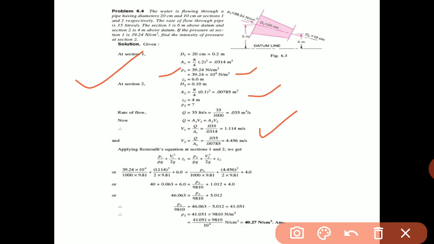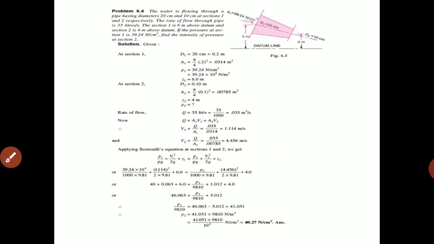Then we are going to apply the Bernoulli's equation at section 1 and 2. So this is the statement for the Bernoulli's equation. Then we'll put in the particular values, and we are unknown with P2, the pressure head at section 2. So we'll calculate it. Pressure at section 2 is 40.27 Newton per centimeter square.